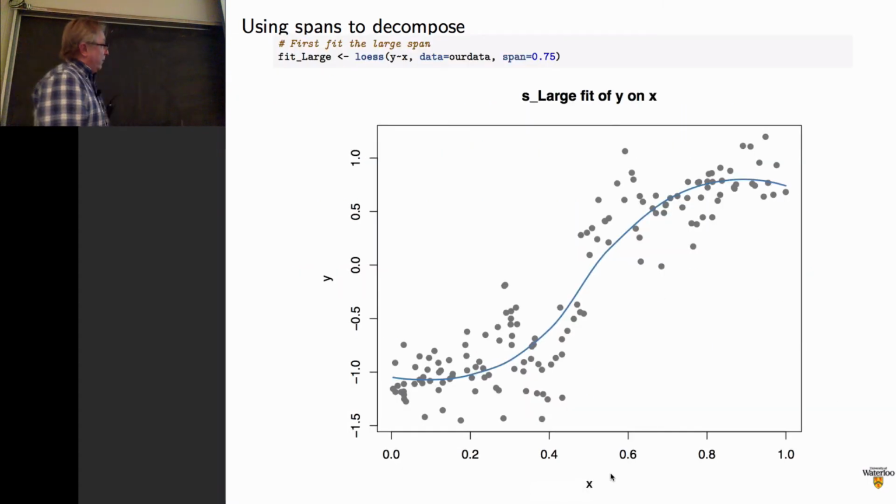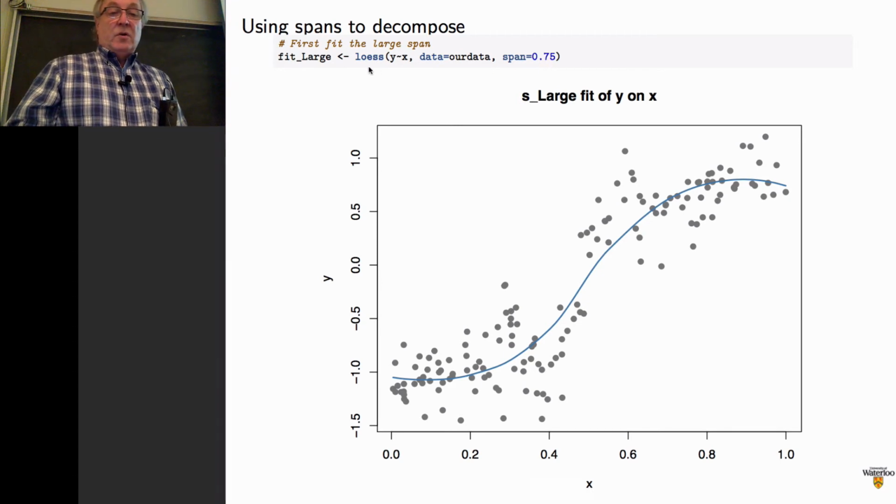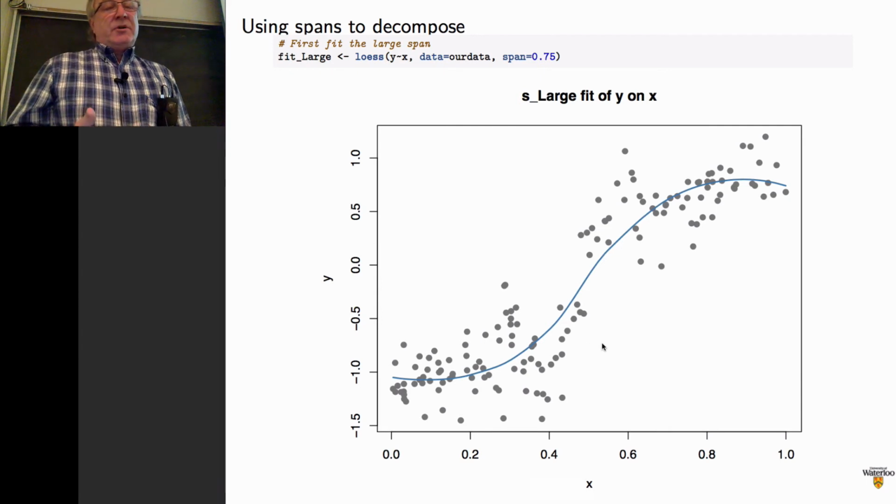So here's how we would do this. Let's begin with the large span. The 0.75 is the default for lowess. So fit large will be that lowess. So I've got that nice summary there, sort of S-shaped. That seems to be capturing a sort of first order structure in that relationship.